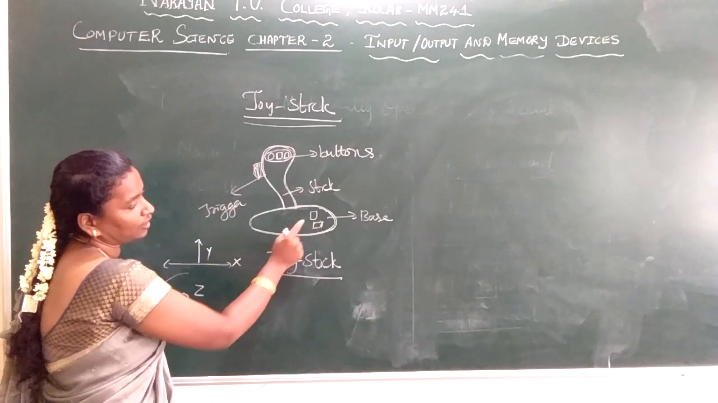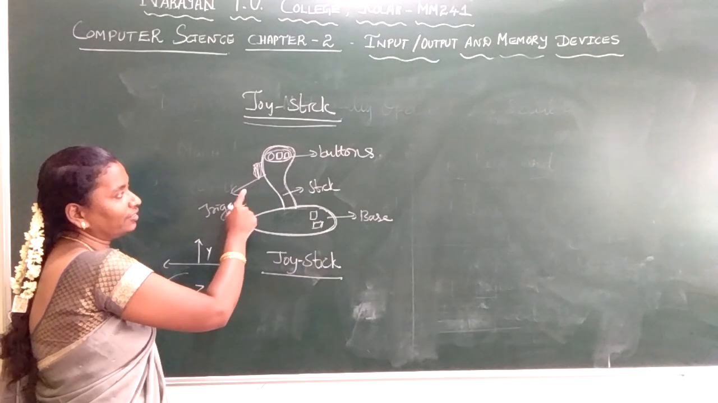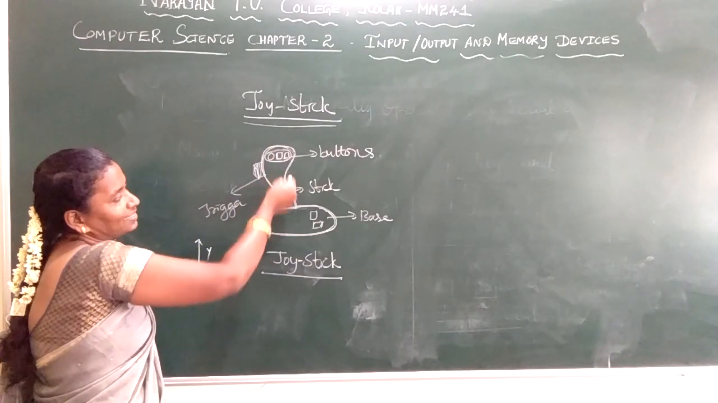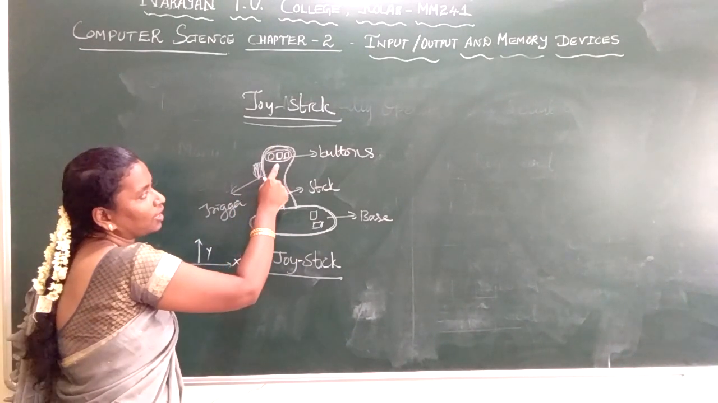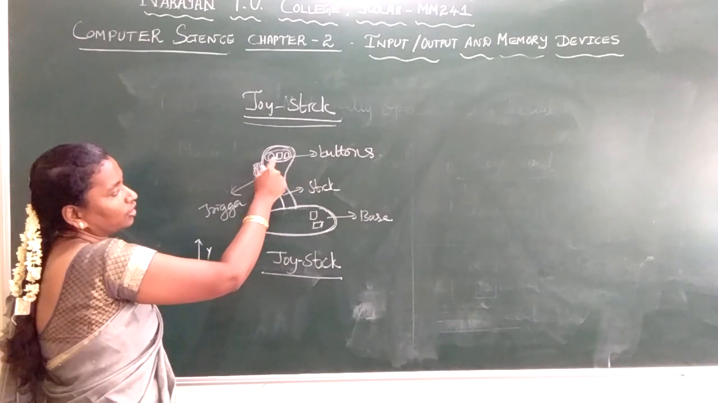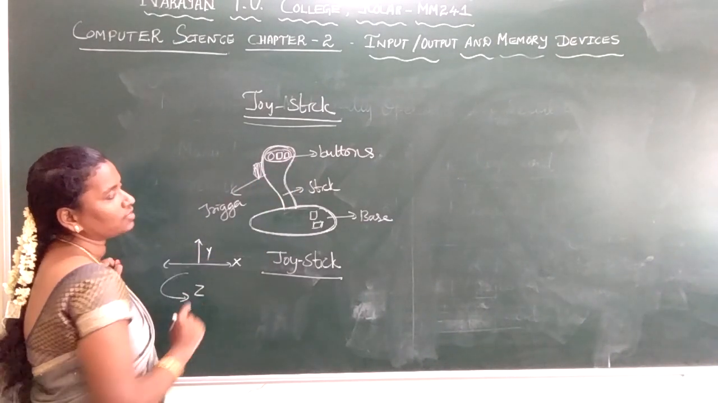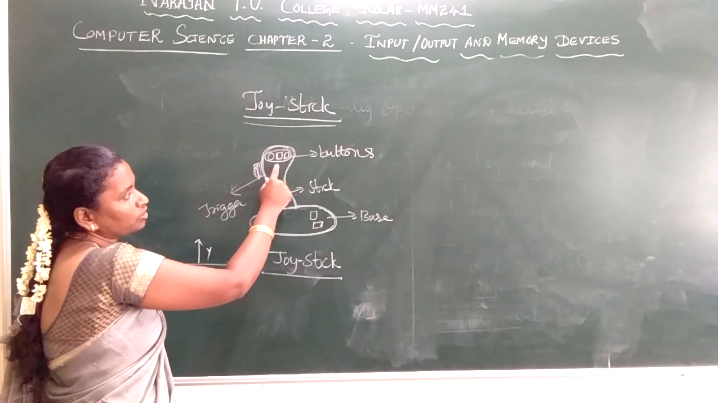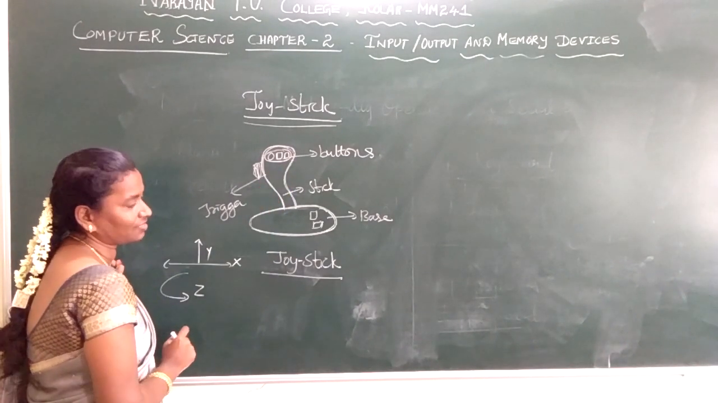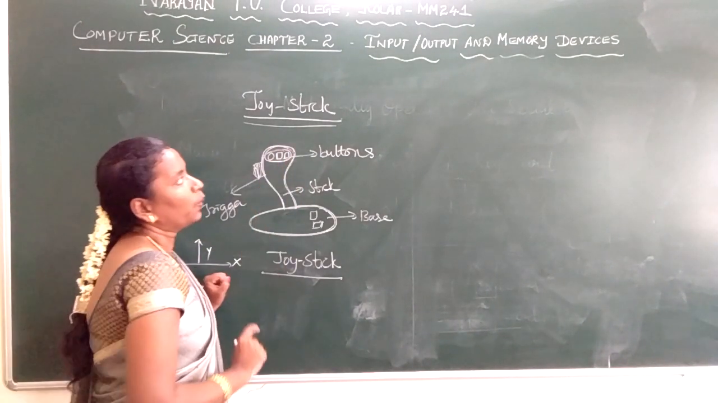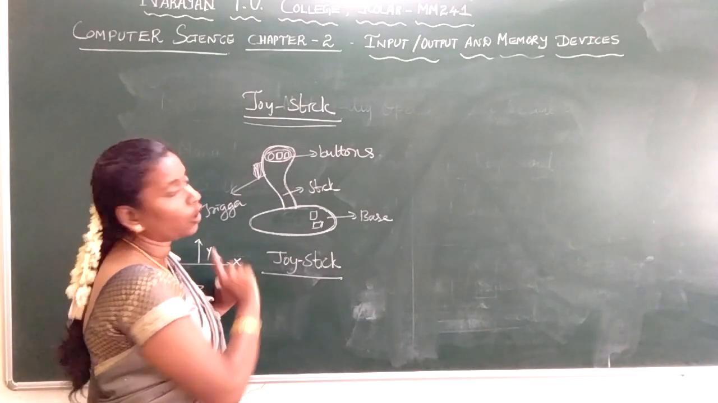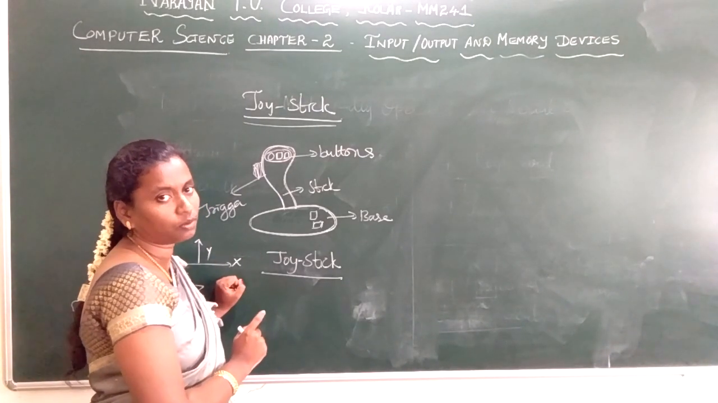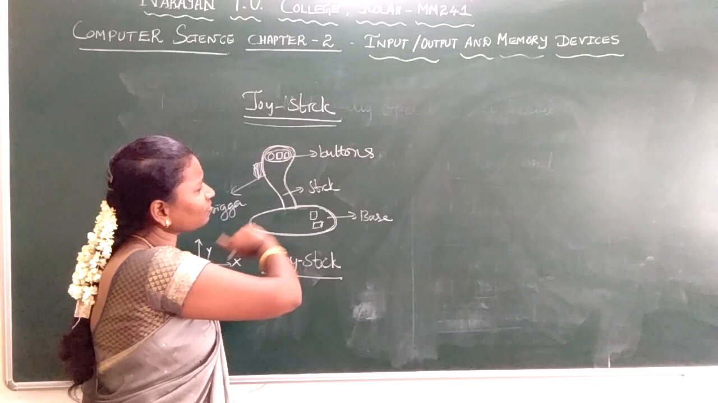It has a base and we do have a button. We do have a trigger at the side of the stick, and we have buttons. These buttons are used to place things onto positions in a gaming app. We use these buttons in joysticks. I repeat, a joystick is used in video games. To give the inputs, we use a joystick.